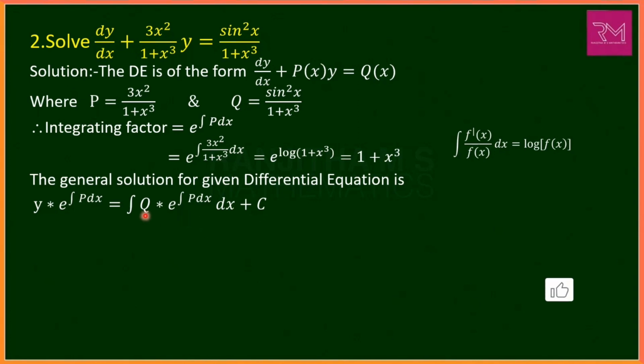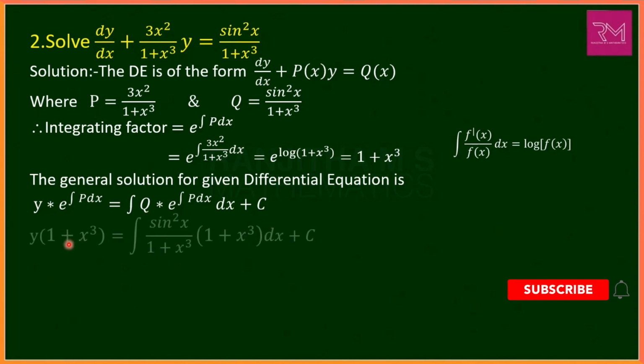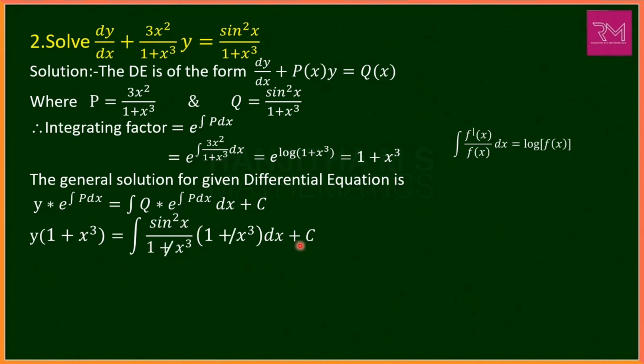Substituting the integrating factor value and q value, we get y into the integrating factor 1 plus x cube, which is equal to integral of, here q value is sin square x by 1 plus x cube, into 1 plus x cube into dx plus c. Here the numerator 1 plus x cube and the denominator 1 plus x cube get cancelled. Remaining is sin square x into dx. We have to integrate this sin square x into dx.